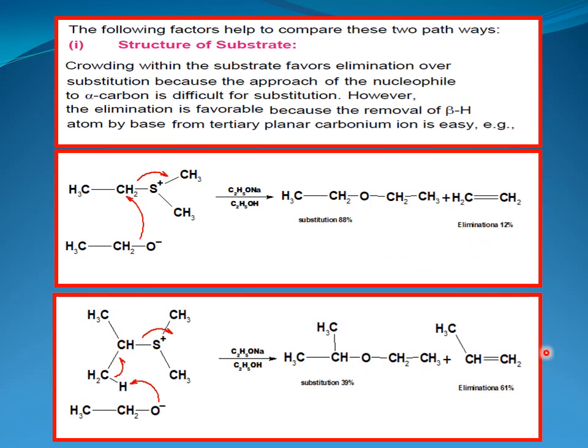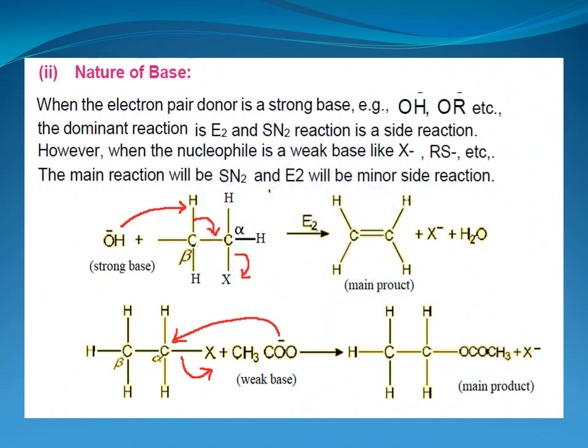Now the structure of the substrate is going to help you out with the percentages of substitution and elimination products. Now students, let us discuss the nature of the base. When the electron pair donor is a strong base, means an incoming group is a strong base like hydroxyl ion or alkoxide ion, etc., the dominant reaction is E2, means elimination reaction following the E2 mechanism. And the SN2 reaction is a side reaction in this case. However, if the nucleophile is a weak base, like X negative or RS negative, etc., the main reaction will be SN2 and E2 will be a minor side reaction.